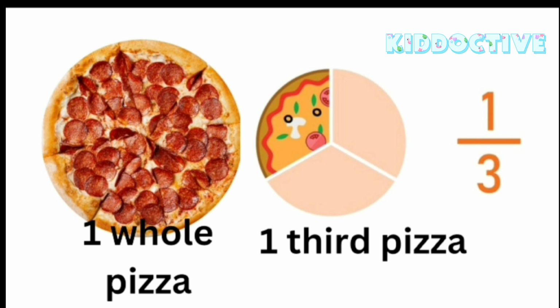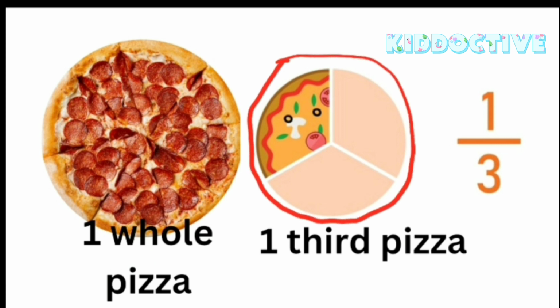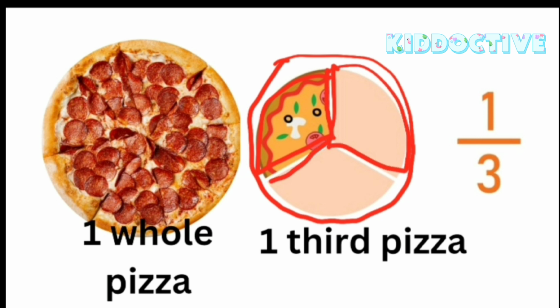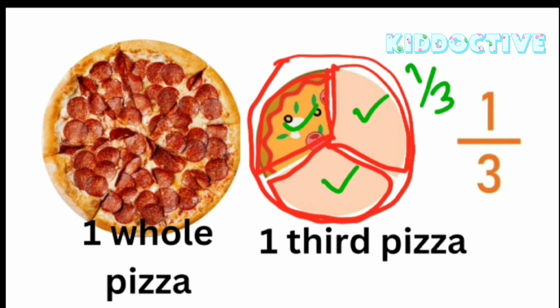Now you can see here this one is a whole pizza. So we are now talking regarding 1/3. Okay. When the whole is divided into 3 equal parts, so the whole pizza we divided into 3 equal parts. See, 3 equal parts. Then each part is considered as 1/3. Okay, so this is called 1/3.